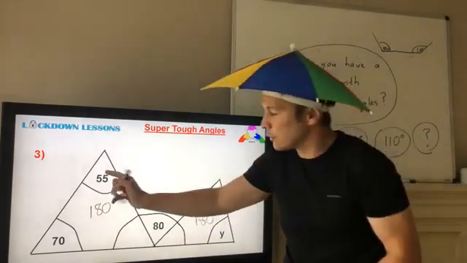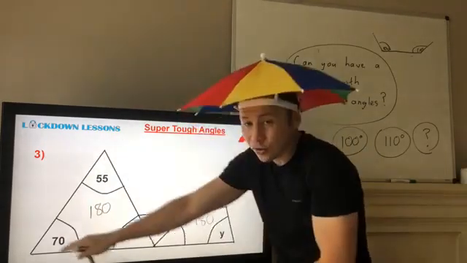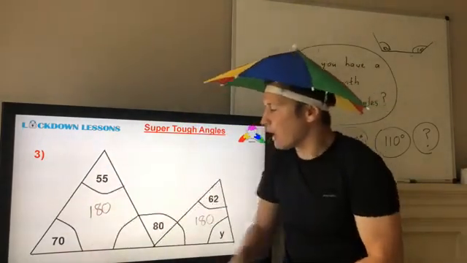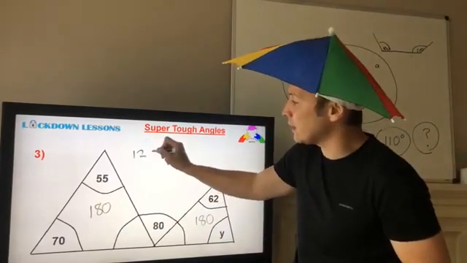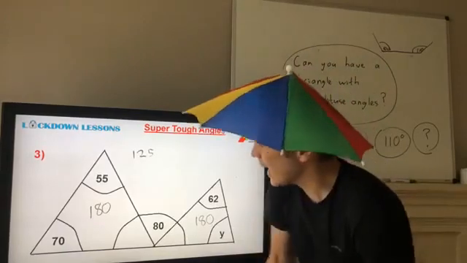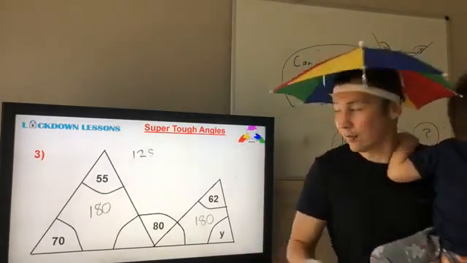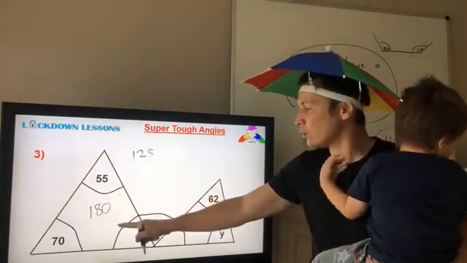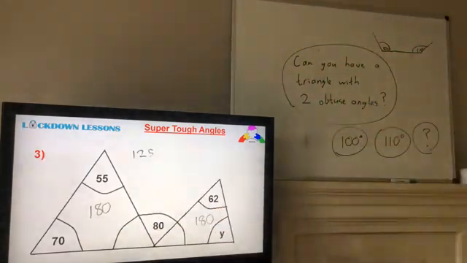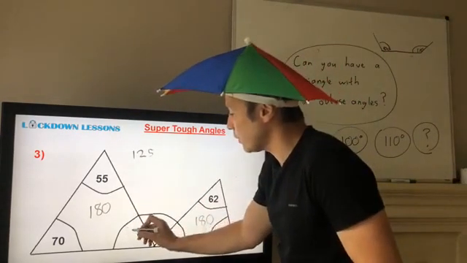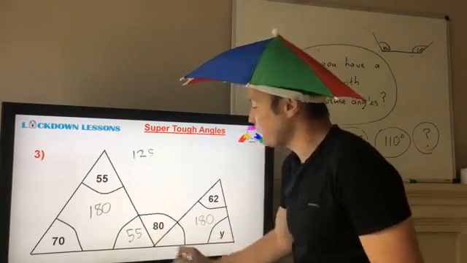So, the first thing to do is to think about just this triangle here. So 55 and 70, if you add those together is 125. And then, after that, you can work out the missing angle, because to get to 180 degrees from here, it's going to have to be 55. So you know this one is 55.